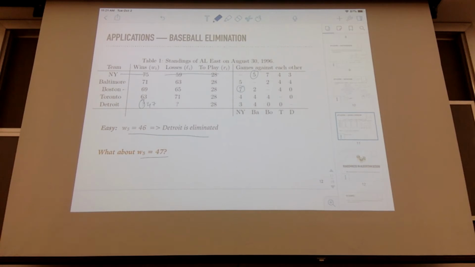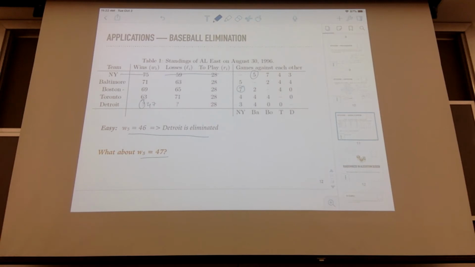Yeah. So I think it's not possible, because Baltimore still has 5 games against New York. New York needs to lose all the games from their own. So Baltimore will have 76, right? So yeah, that's perfect.